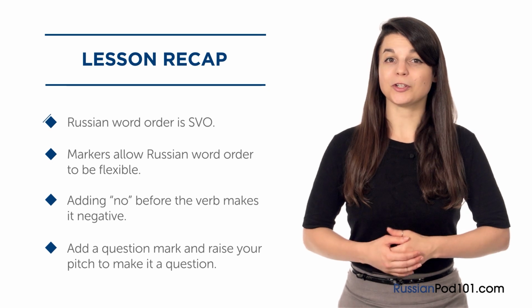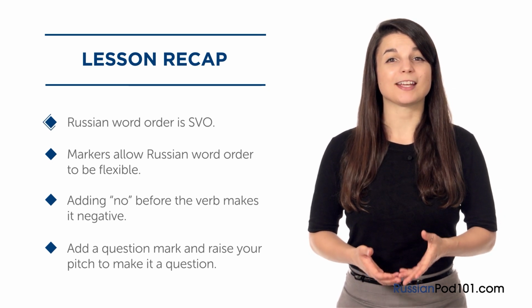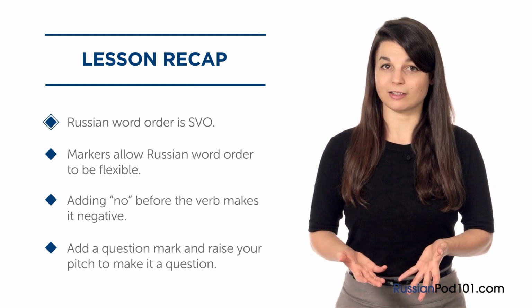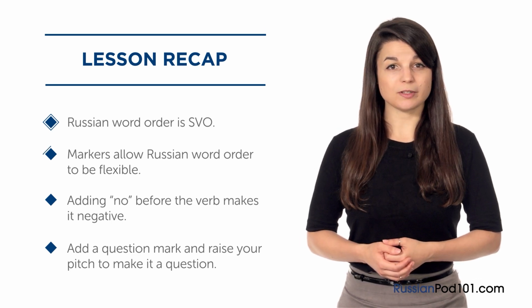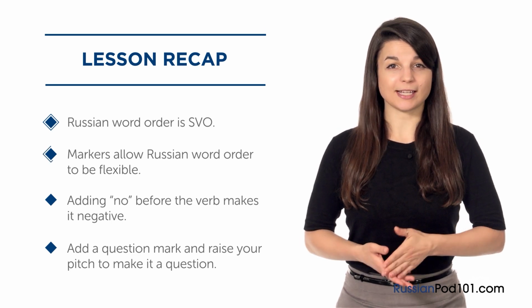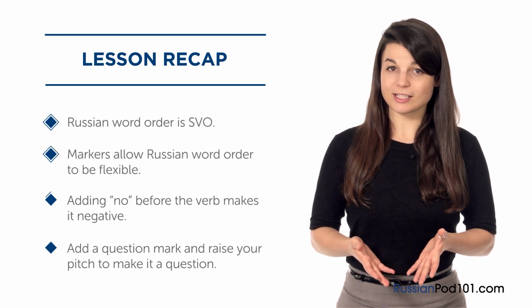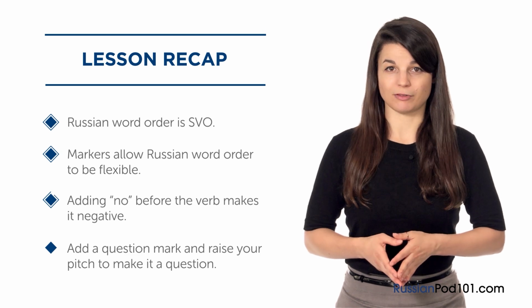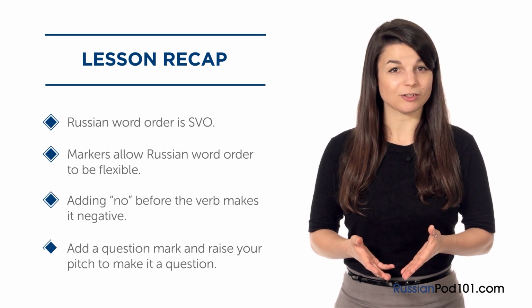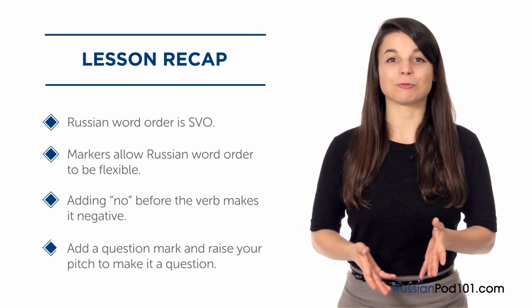Well done! Let's wrap up this lesson by recapping what we've learned. In this lesson, you learned that Russian sentences can be formed using an SVO word order, just like English. Additionally, Russian uses markers to indicate the role of a word in a sentence, which allows the word order to be much more flexible. You make a negative sentence by adding "не" before the verb. And to create basic questions in Russian, simply add a question mark and raise your pitch at the end of a sentence.